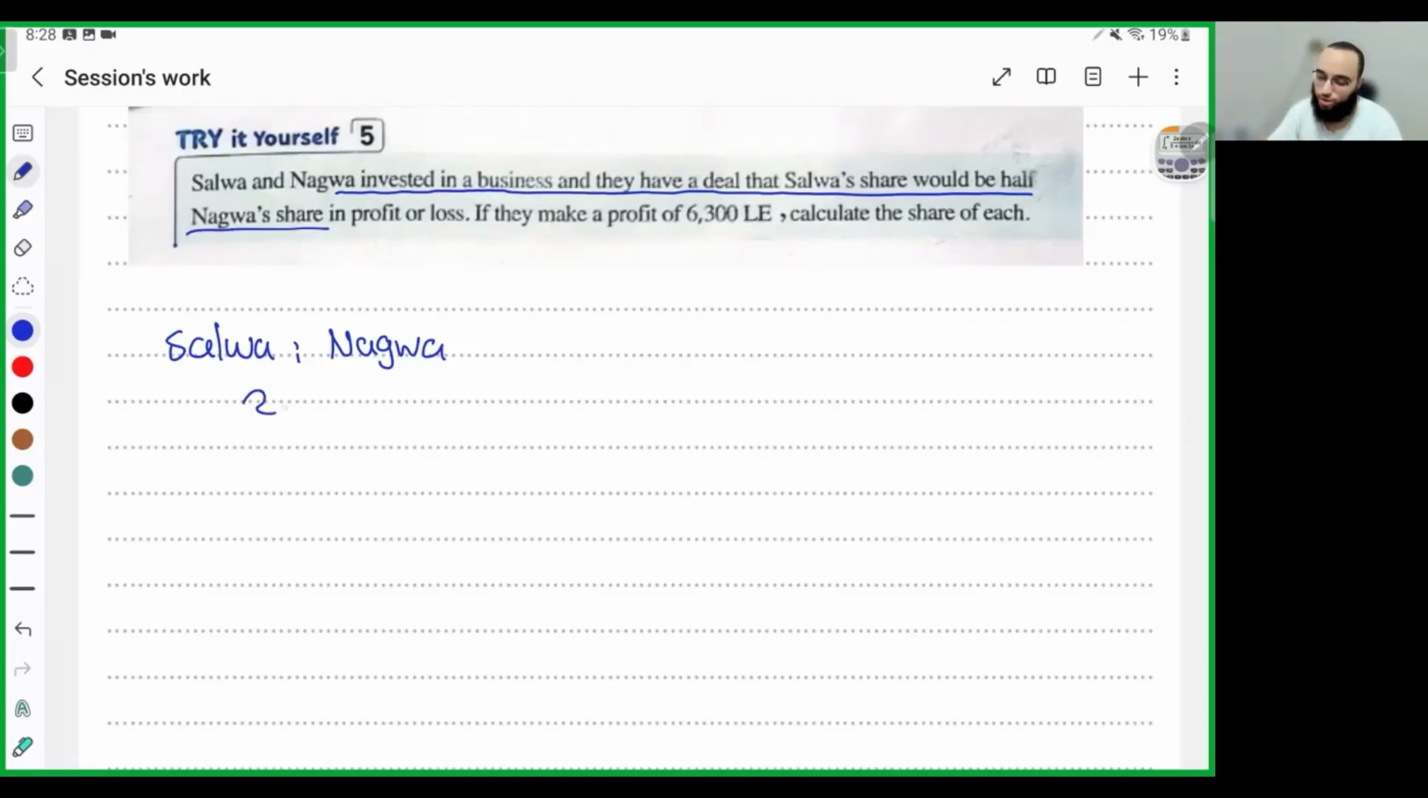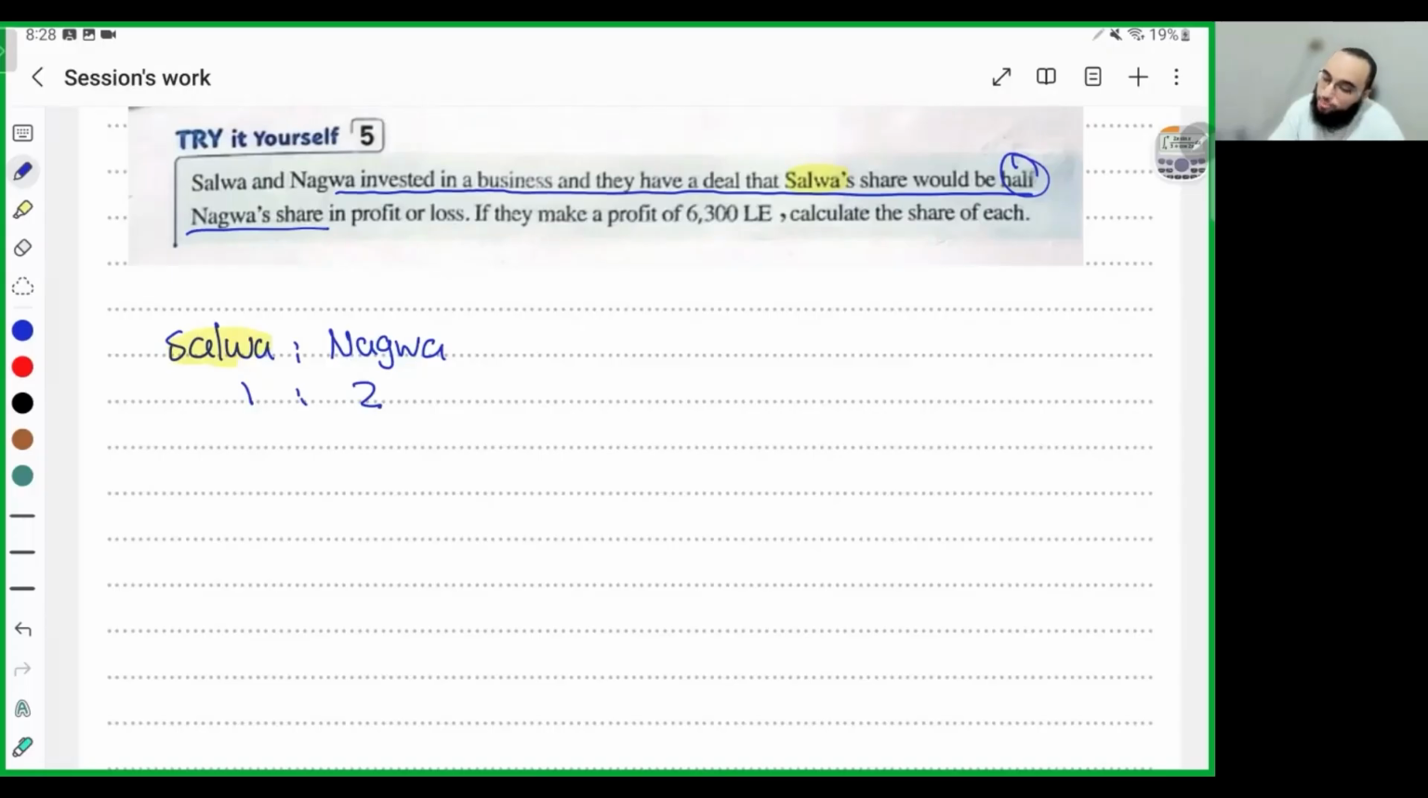Then it's 2-1 or 1-2? 1-2. But be focused. He started by Salwa, then you have to start by Salwa in the ratio. Then it's 1-2. If he wrote in the question Nagwa firstly, then you have to put in the ratio Nagwa firstly. You got that? Yes.